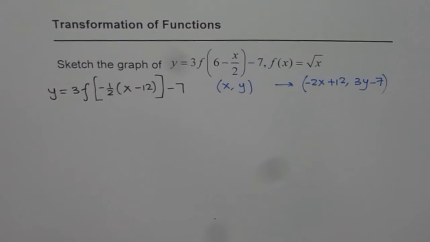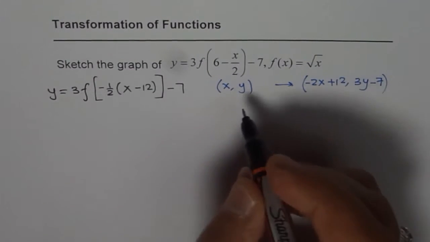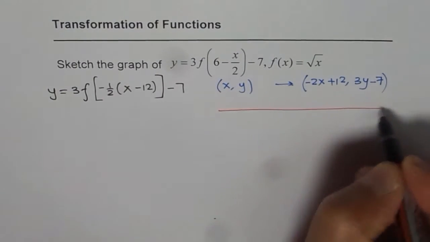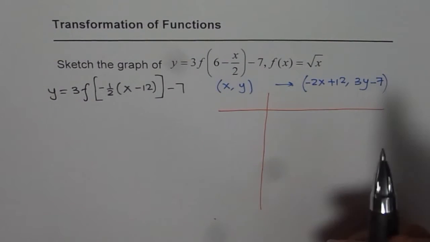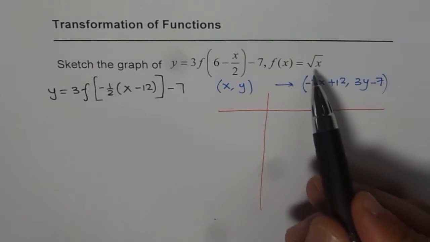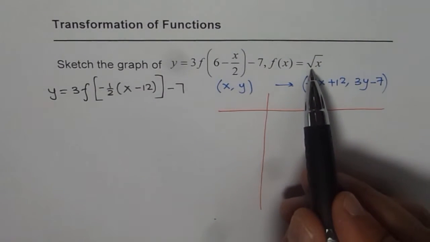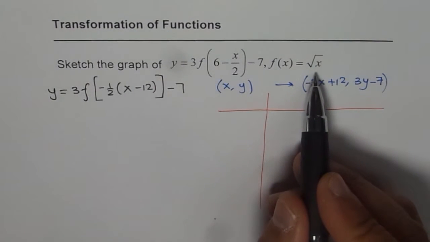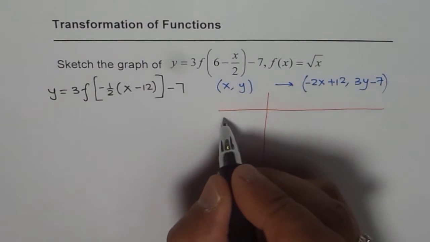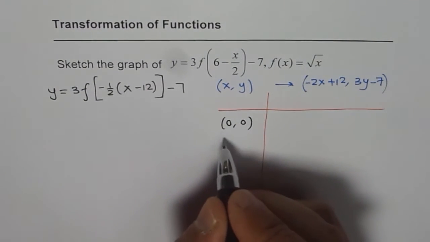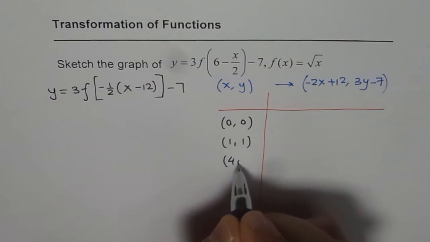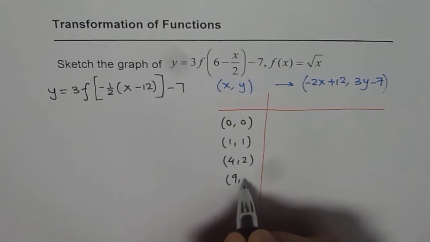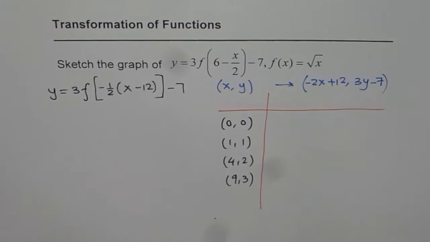How does that help? Well, you can actually make a table of values here. I won't do the calculations, but I'll teach you how to do it. The whole idea here is to learn the process. It could be applied to any function. Now, for square root x, what are your key points? The key points are (0, 0) and (1, 1). Square root of 4 is 2. Square root of 9 is 3. So these are your key points.